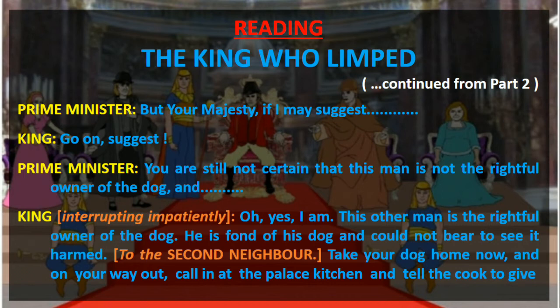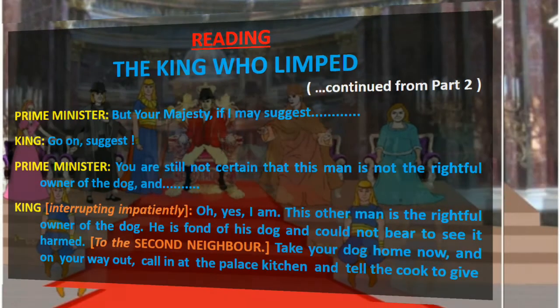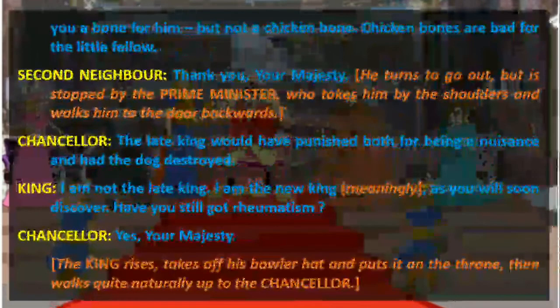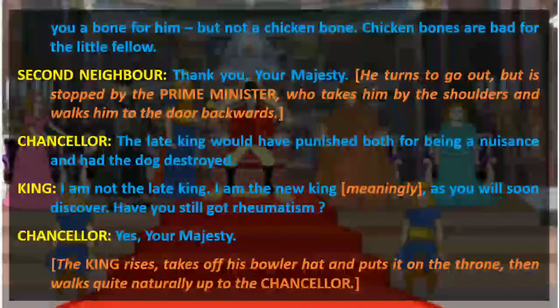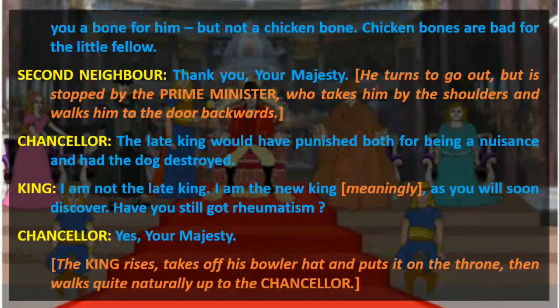To the second neighbor: Take your dog home now, and on your way out, call in at the palace kitchen and tell the cook to give you a bone for him, but not a chicken bone. Chicken bones are bad for the little fellow. Second neighbor: Thank you, Your Majesty. He turns to go out but is stopped by the Prime Minister, who takes him by the shoulders and walks him to the door backwards.